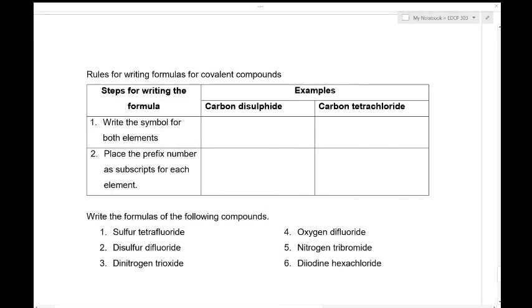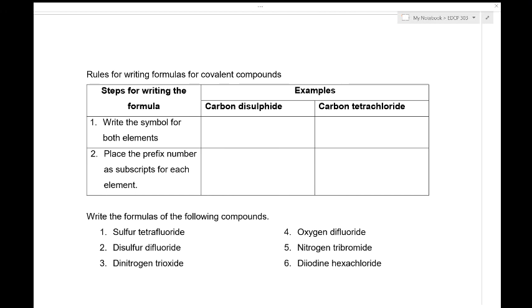Hello class! Today's lesson we are going to learn how to write formulas for covalent compounds. Now remember, covalent compounds are formed by combining 2 nonmetal elements where they're sharing electrons. And we are going to use the prefix table that we wrote down before to help us with these questions.